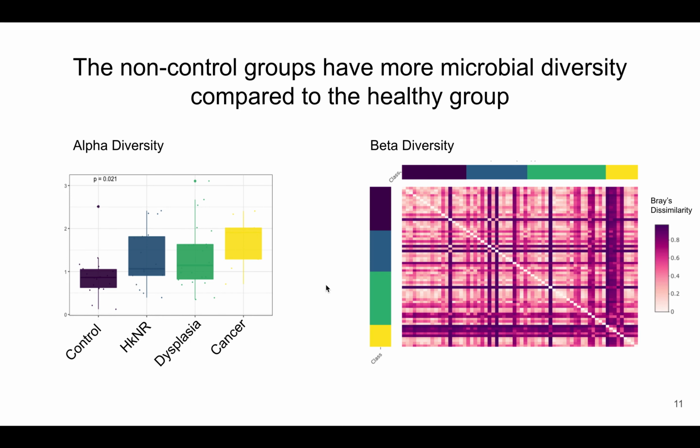And then we can also see the beta diversity, which is comparing the samples between groups, and we see the dissimilarity of the cancer samples having different microbial communities compared to other histopathological groups here.